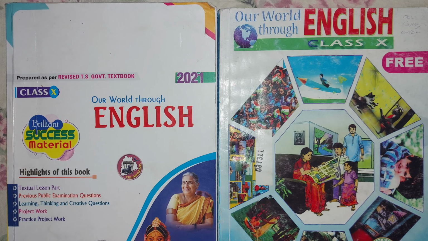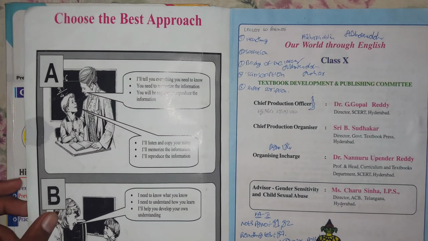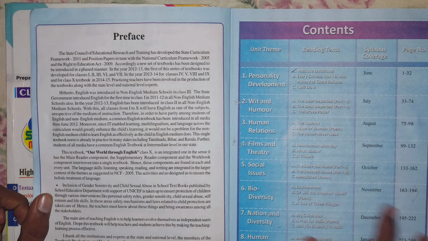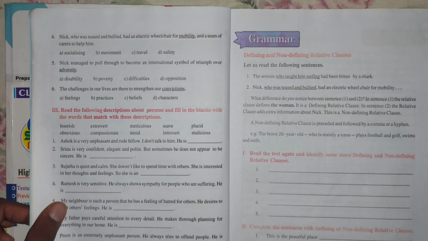Today I am going to show you the 10th class English subject, Unit 4, Rendezvous with Ray chapter question answers. First we will see in the textbook how many questions we have. After that we will see all the questions' answers in Question Bank. So the page number is 99.